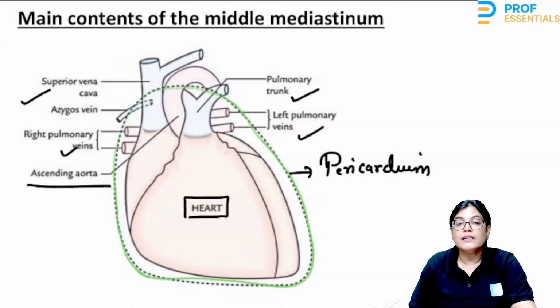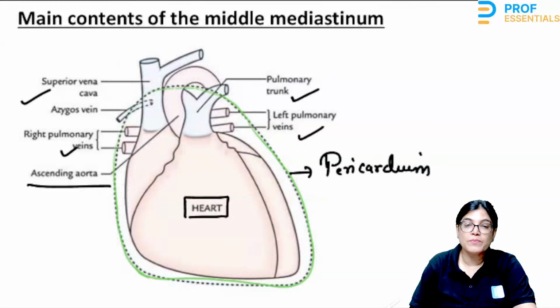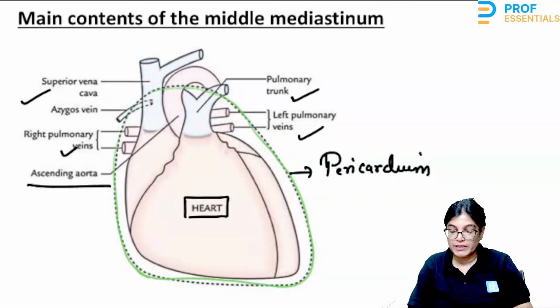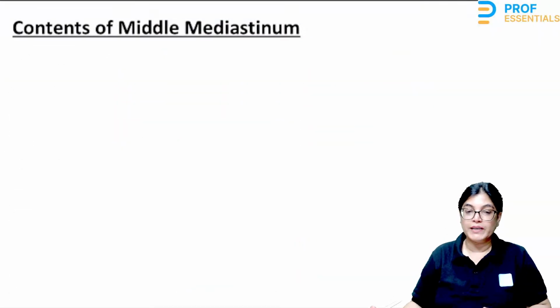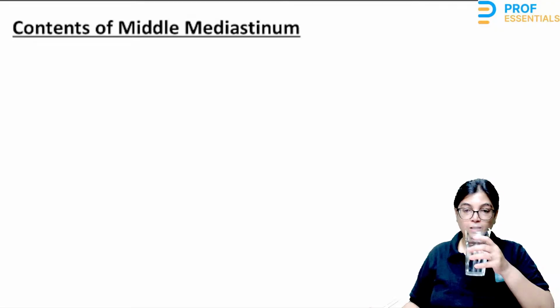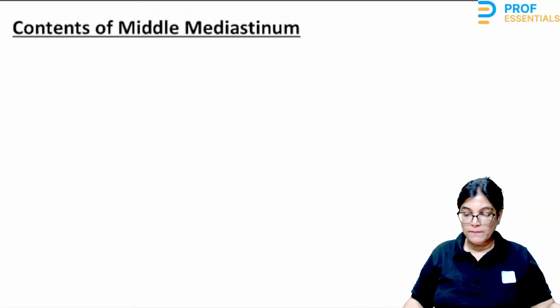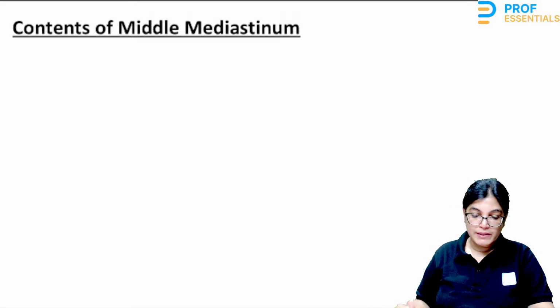Other than that, the lymph nodes, the nerve supply of the heart, and the trachea dividing into the principal bronchus, all these are the content of middle mediastinum. So I want you to just write the list of content of middle mediastinum. So let's write the content of middle mediastinum. The content of middle mediastinum is the following.